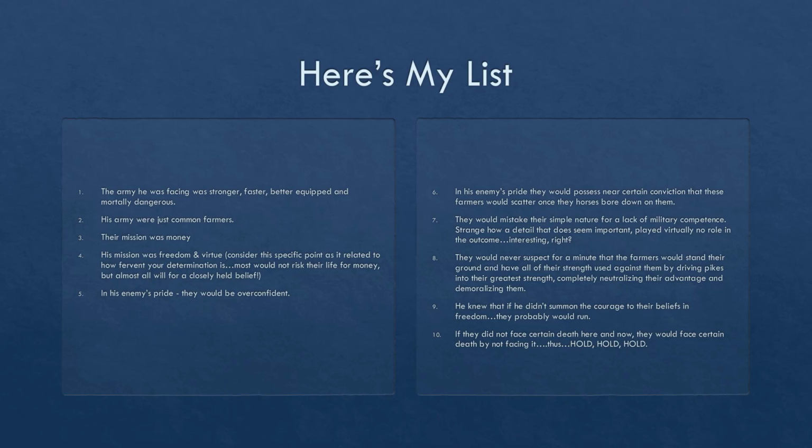Strange. You'd think that strength actually would play a role, and in fact, the only role it played is to work against them. But that detail was only available to the observer, the one who was willing to be neutral and just ascertain what things really were. Number 8, they would never suspect for a minute that farmers would stand their ground and have all of their strength used against them by driving pikes into their greatest strength, completely neutralizing their advantage and demoralizing them.